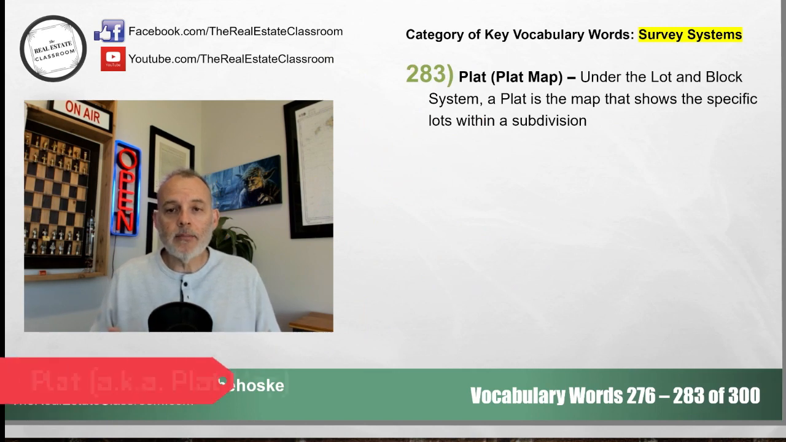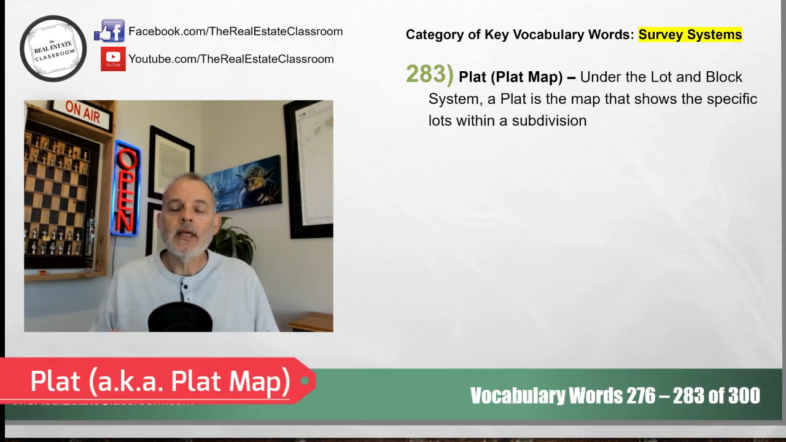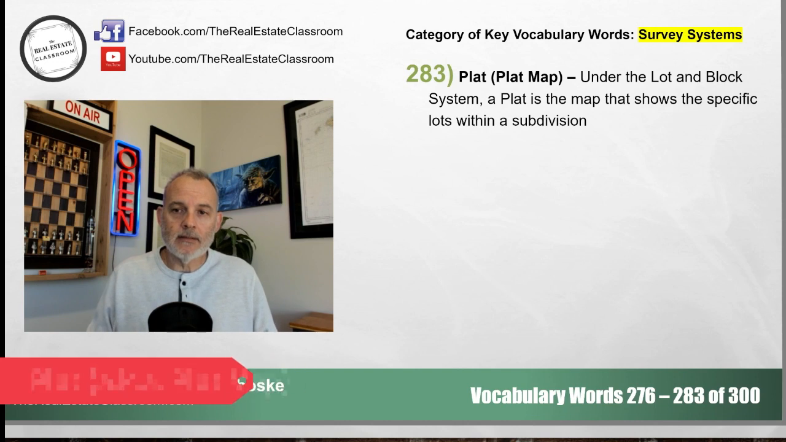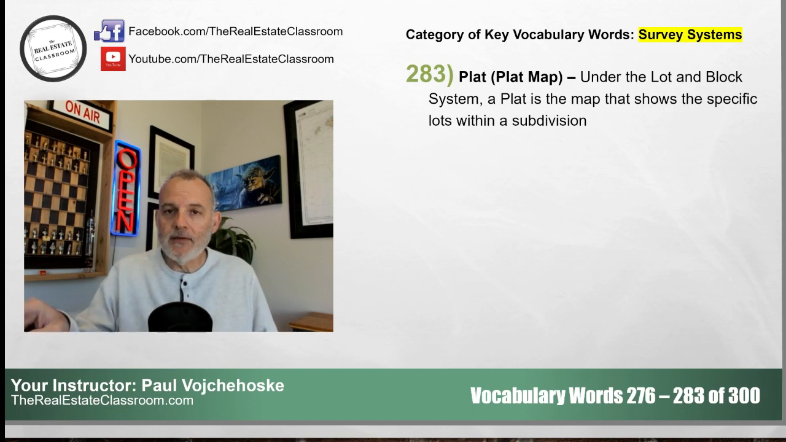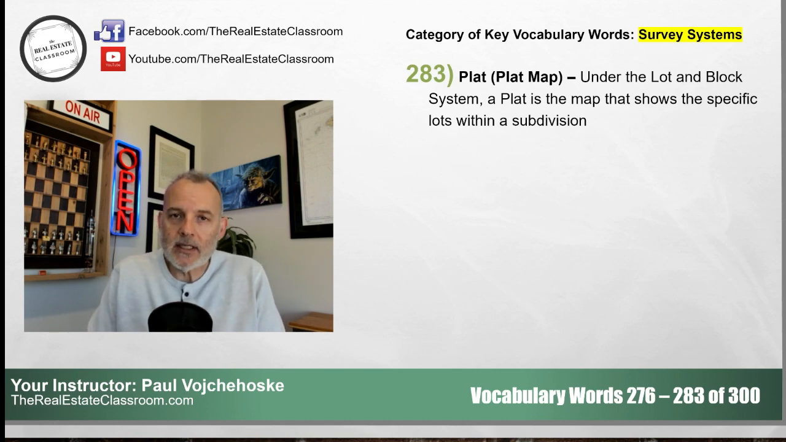Now 283, the plat or the plat map, is under the lot and block system, and it is a map. You open it up and you can see, like block number 2, lot 15. It's a lot where we place an individual house. And that is essentially the government rectangular system. I've done videos on both of these, metes and bounds and the government rectangular system, and you can check them out here on this channel.